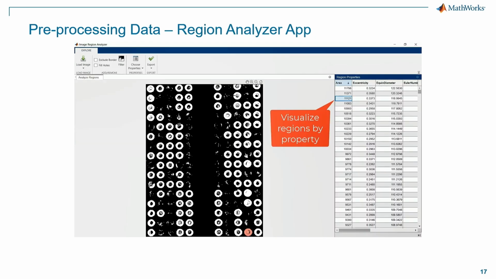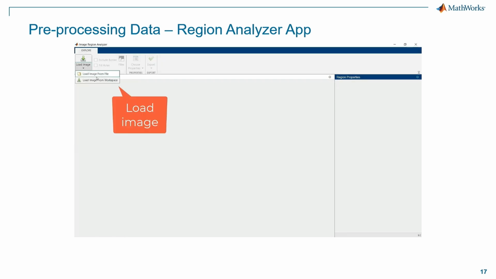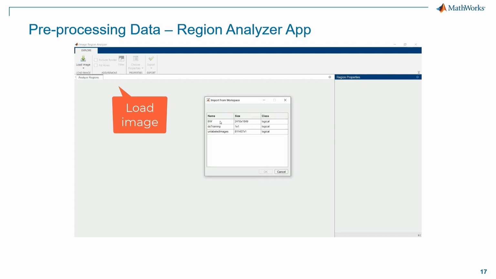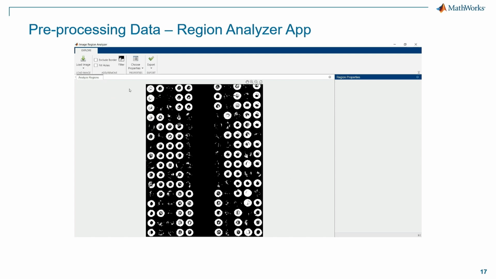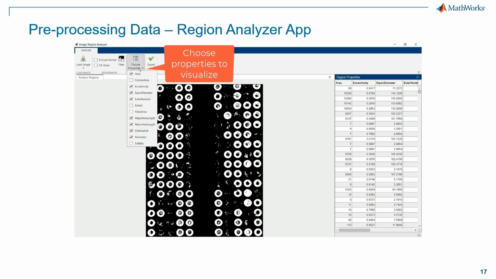The second example is what we call the Image Region Analyzer. That's another app. We basically measure a set of properties for each connected component, which we also call an object or region. This one is the binary region, and you can also use it to create other binary images.